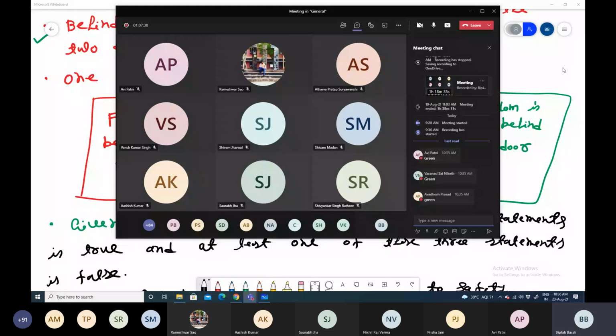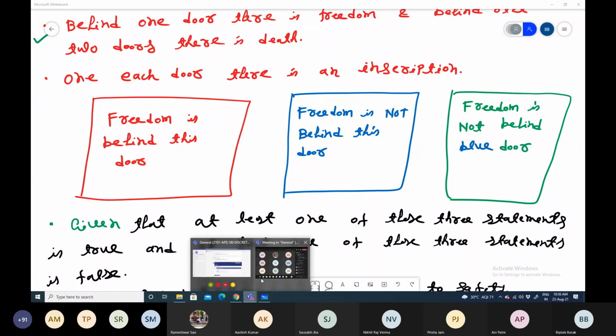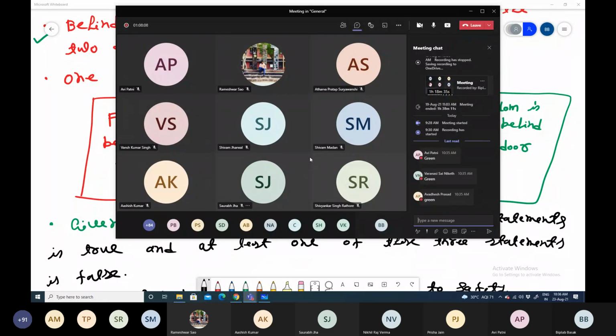Right. So now the answer is already there, many students have given the answer. Now can you quickly explain this in terms of logic? Because if you go by the cases, first you can assume that freedom is behind the red door, then you will get some contradiction, right? Now how did you prove that? Yes, any quick argument? How did you prove that? So there are many ways to prove this.